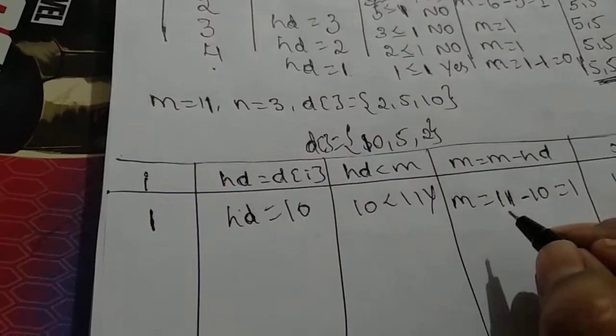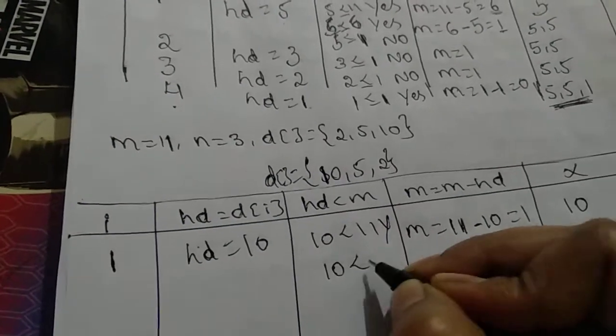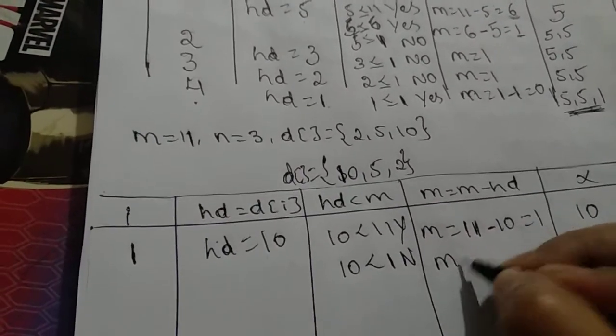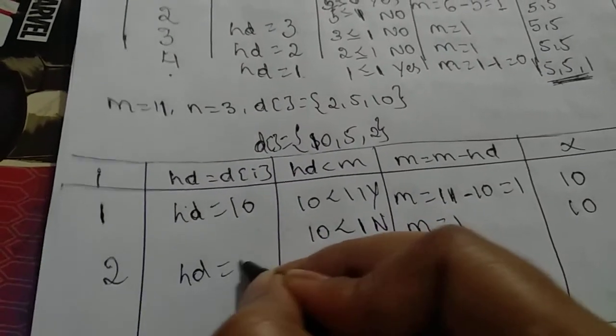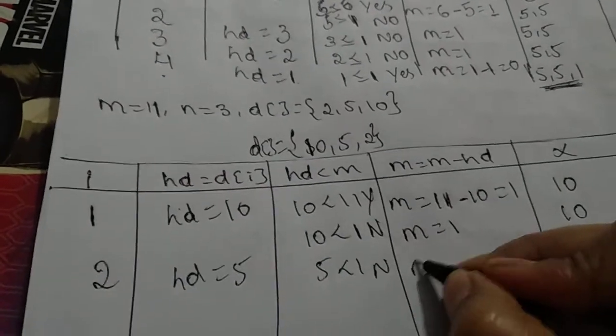And then next, what is HD? 10. Is 10 less than m? That is 1. Is 10 less than 1? No. The condition is false. m value is 1 now. Here it is 10 only. Then I'll go with the second step. Next denomination is 5. Is 5 less than 1? No. m will remain as it is. And here also 10 will remain as it is. I am not going to add any denominations over here.